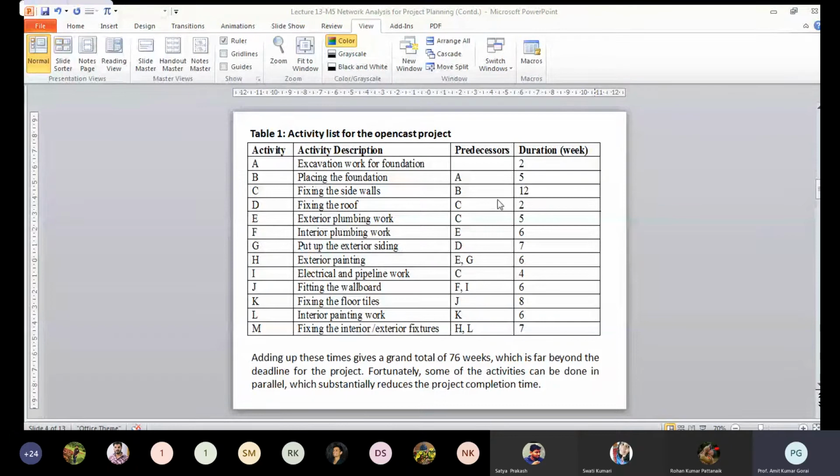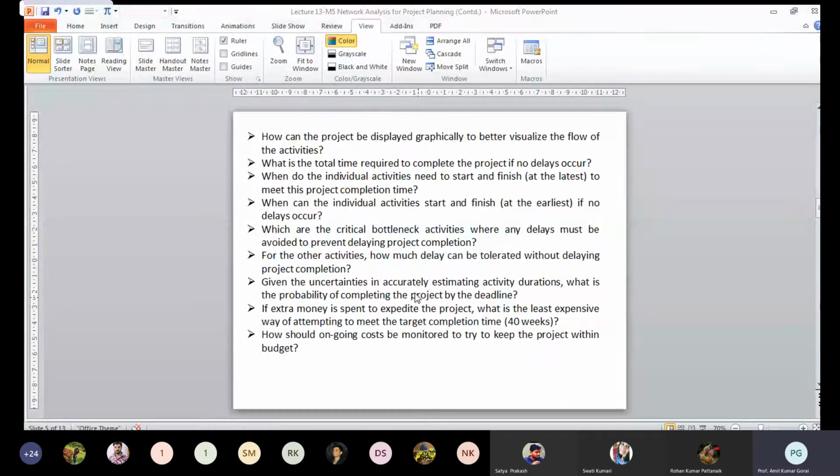These are the activities. Based on that, we are first going to construct the network diagram. So here are the questions you have to answer for this problem: how can the project be displayed graphically to better visualize the flow of the activity? That means we graphically represent the network. For graphical representation we make a network analysis, so you can visualize better how the flow of the activities is done.